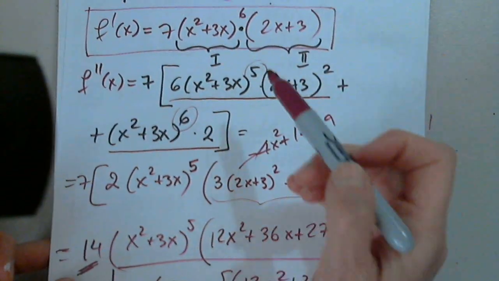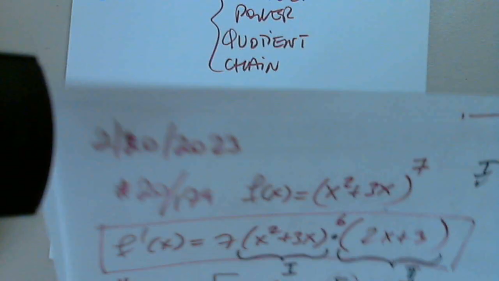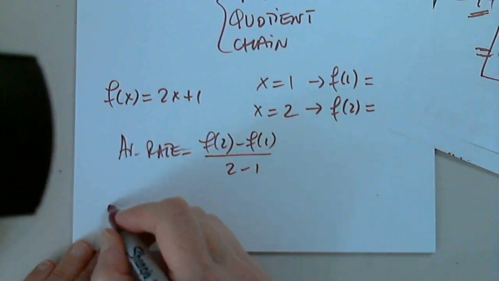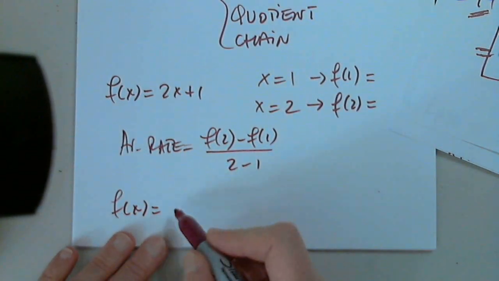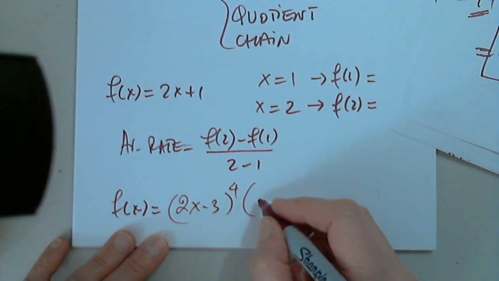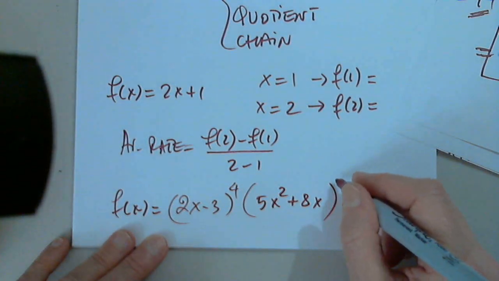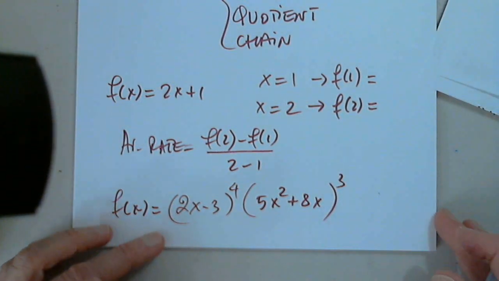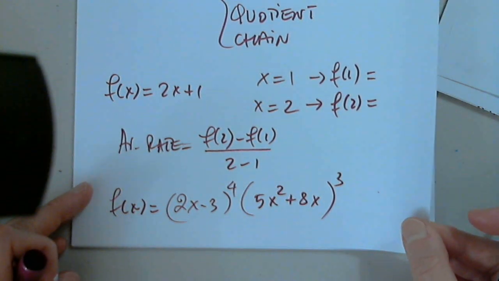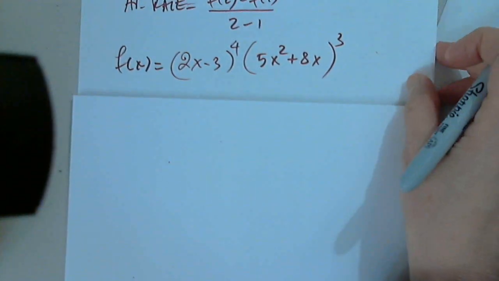Yes. You want a product? You want a quotient? Product. Okay. Do you want to choose another product, or you want us to make one up? You can make one up. Okay, so let's say (2x minus 3) to the fourth times (5x squared plus 8x) to the third. Is this a good example, or you wanted something else? It's good.